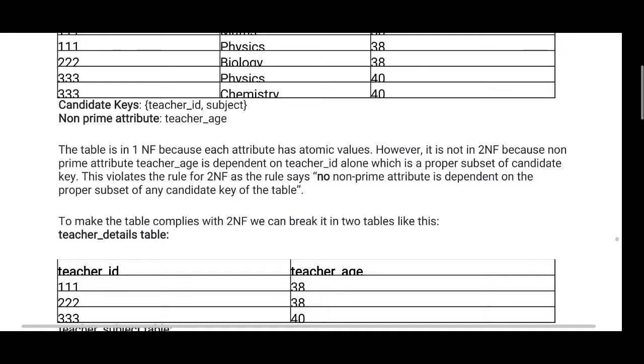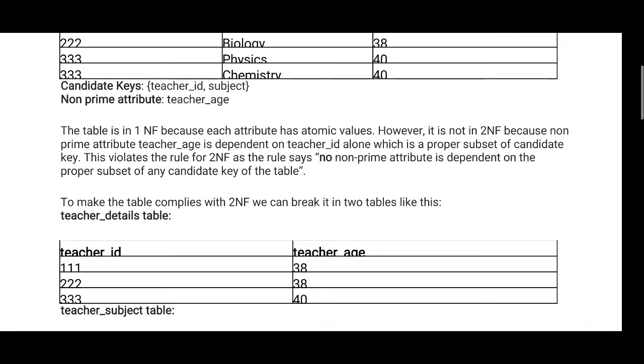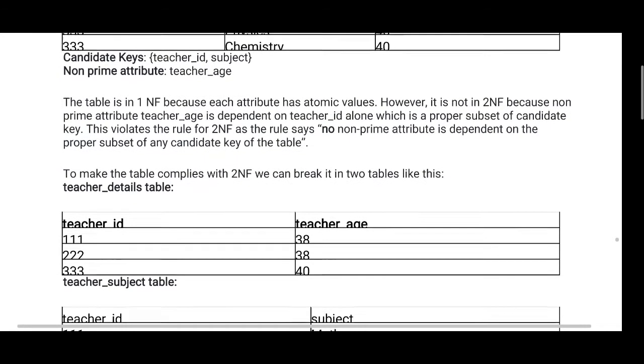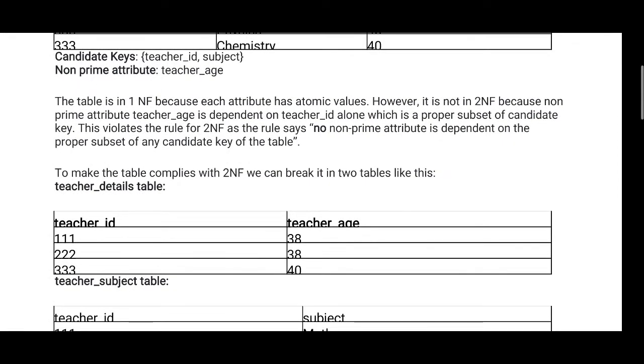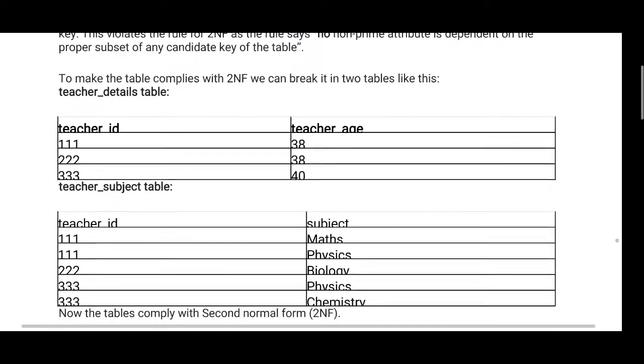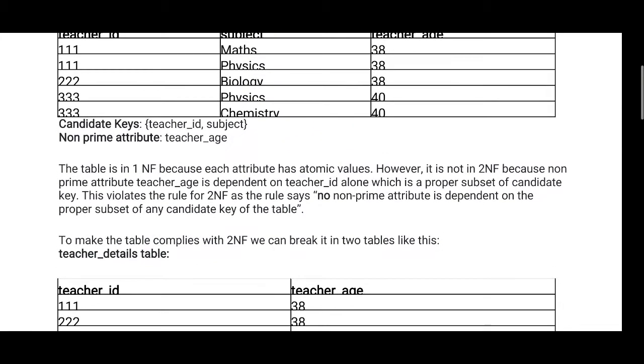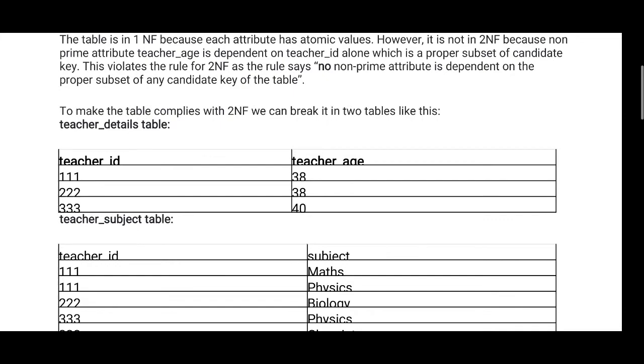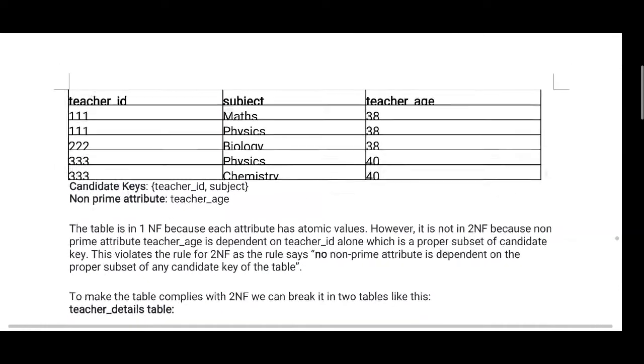A non-prime attribute is dependent on a proper subset of a candidate key of the table. Here, to make the table compliant with second normal form, we break the table into two tables. The first one is the teacher details table and the second is the teacher subject table, and we link the two tables. The same table appears above. Here we have this example.